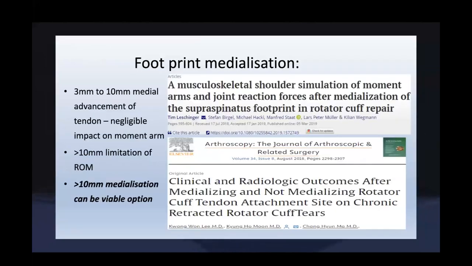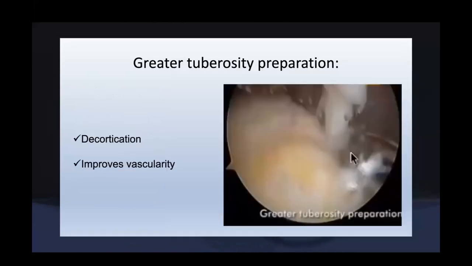Sometimes it also happens that you try everything and the tendon cannot be brought back to the footprint. In such cases, you have to medialize the footprint. What you have to do is, where you would place your anchor in an ideal position, you are not able to do that, so you have to place it in a medial position. Normally, 3 to 10 mm medial advancement of the tendon does not have any significant drawbacks in a chronic setting. But if it's more than 1 centimeter, obviously there are high chances of failure and the outcomes are poor and restricted. So this has to be looked into with a pinch of salt.